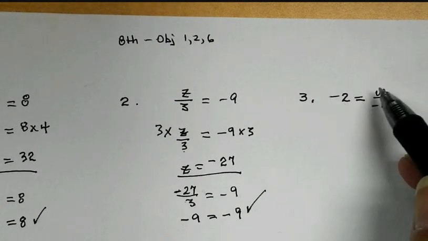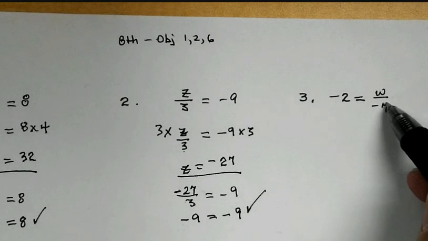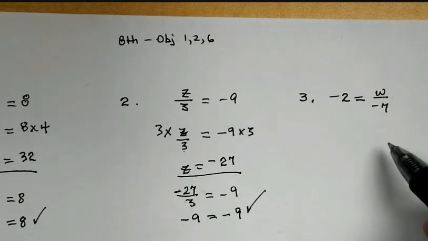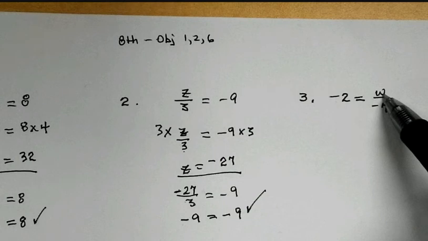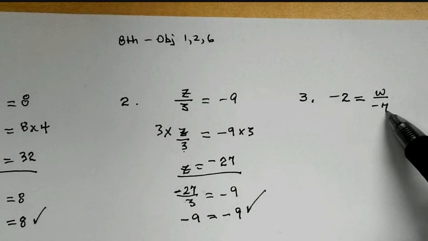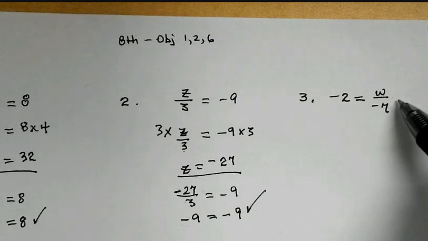We have negative 2 equals w divided by negative 7. Once again, we have to identify the variable. What is the variable? It's usually represented by a letter. Our letter is w. Everybody agree with that? Alright, now what is being done to that variable? It's being divided by a negative 7. Can anybody tell me how we would get rid of dividing by negative 7? Do the opposite, right? So we're going to multiply by a negative 7.